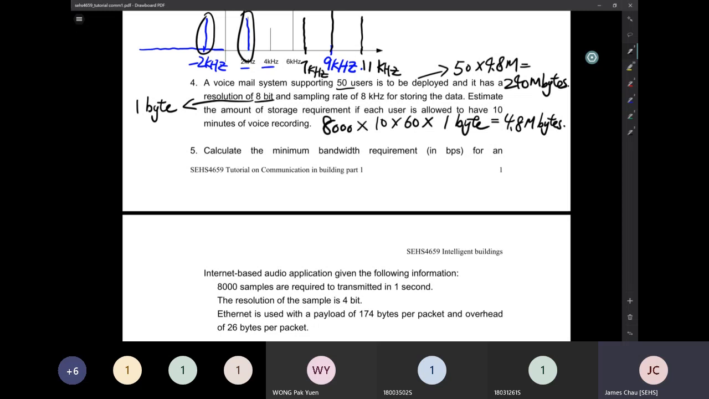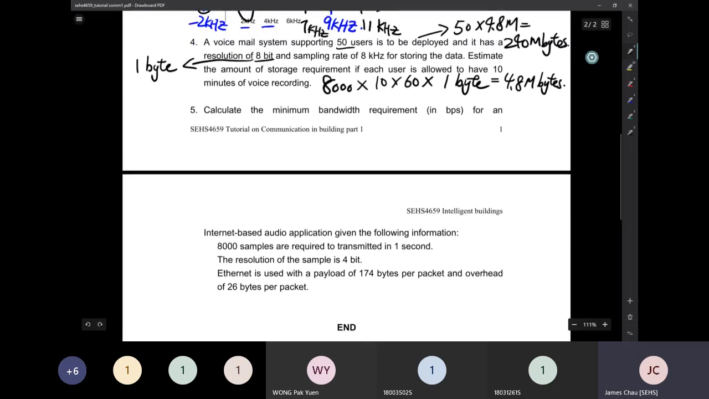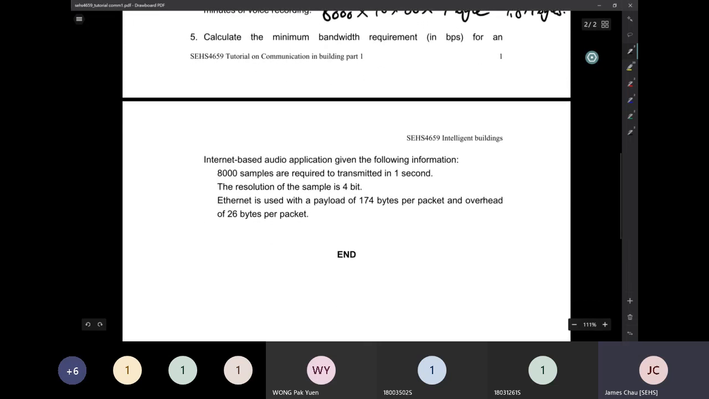Now, any question? If no, we move to question 5, and we are going to calculate the minimum bandwidth requirement in bits per second for an internet-based audio application with the following information.